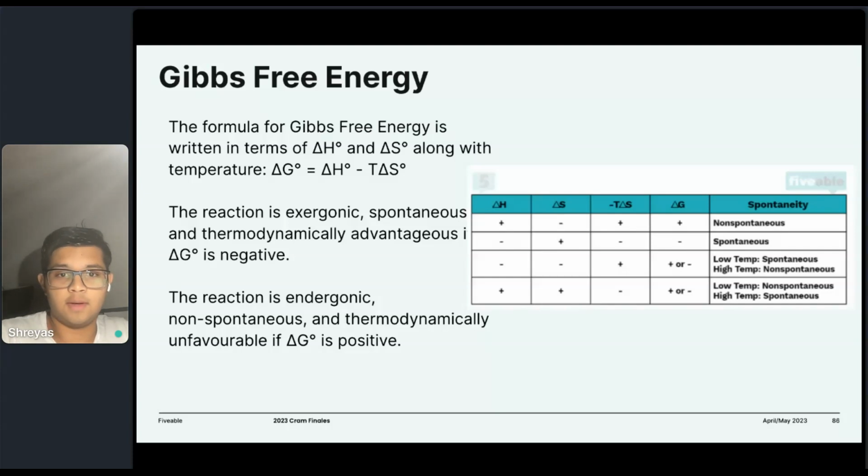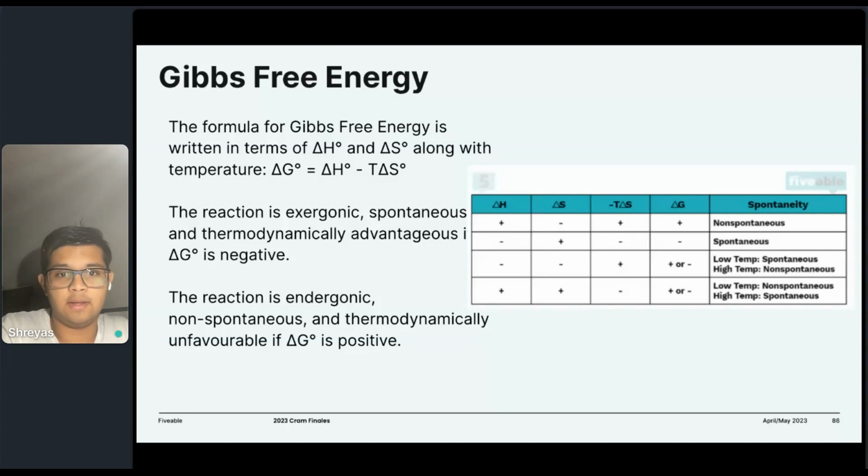The table to the right tells us spontaneous and non-spontaneous, but the thing to remember is the last two. When delta H and delta S are both negative, delta G can be either positive or negative, and it depends on the temperature. If there's a low temperature, it'll be spontaneous, and if there's a high temperature, it'll be non-spontaneous.